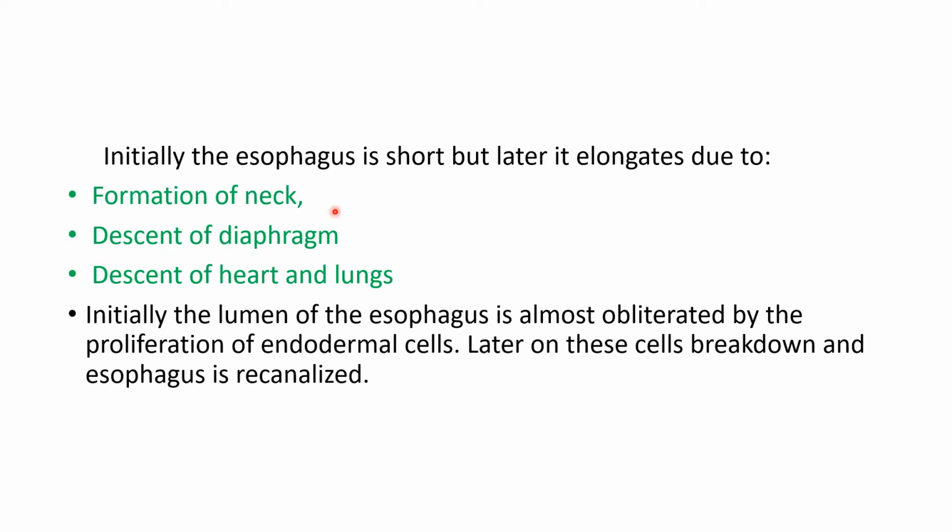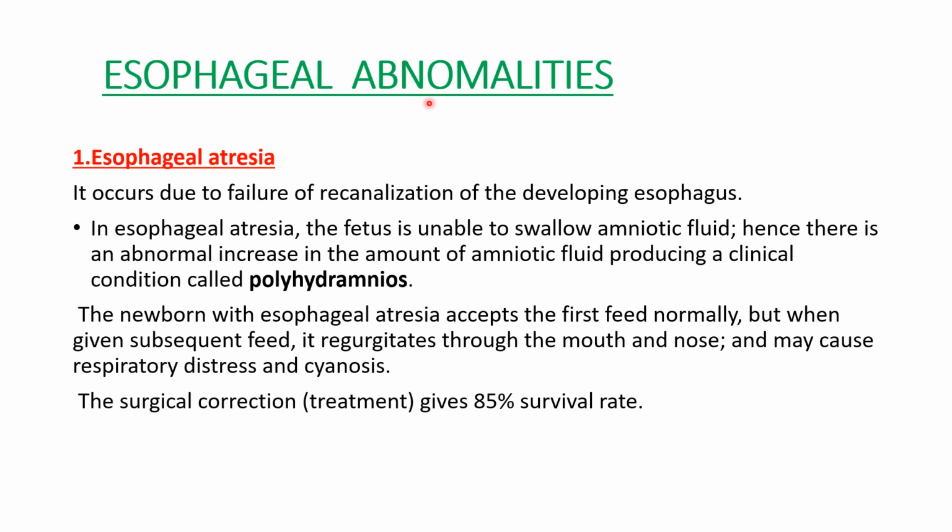For example, we have seen here that the esophagus is short and it later elongates. So failure of the esophagus to elongate, we will get a short esophagus. Another one we have seen here, initially the lumen is obliterated, but it breaks down and it gets recanalized. So failure of recanalization, we will get atresia, or partial recanalization, we will get stenosis. Esophageal anomalies is the third part.